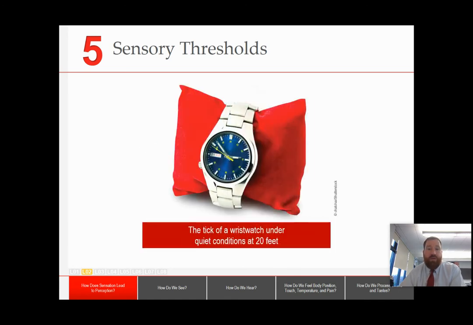Sound. The tick of a wristwatch under quiet conditions at 20 feet. In fact, here's something you probably don't know. The clocks in our classrooms tick. You might not have ever heard it because there's usually things going on. And even under normal quiet conditions, you can't hear the clock ticking, like say during a test. But if you do pay extra special attention and it's really quiet, you can hear the tick of the clock on the wall. But that is usually below the sensory threshold, or it's not below the sensory threshold. It's just usually drowned out by all the other noise in the room.